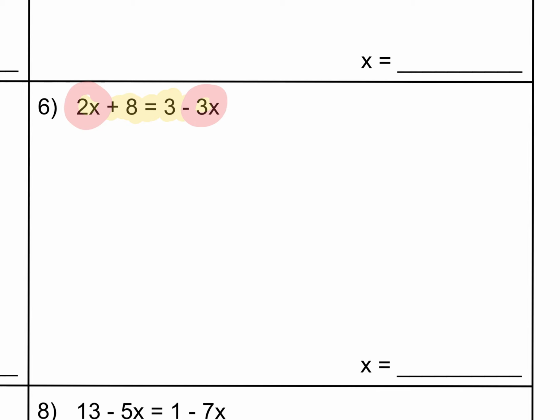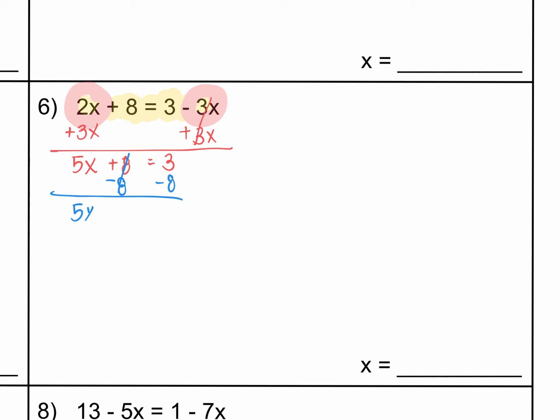Since we want to move all the x's to one side, we're going to undo one of them. Because this is a minus 3x, I am going to add 3x on both sides. 2x plus 3x is 5x. Next, we see x still has 5 multiplying it and 8 added. So we are going to subtract 8 on both sides. We have 5x equals 3 minus 8, which is negative 5.